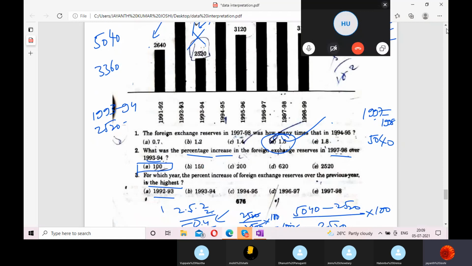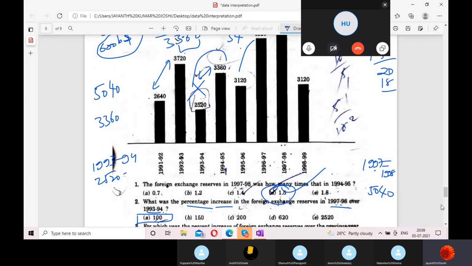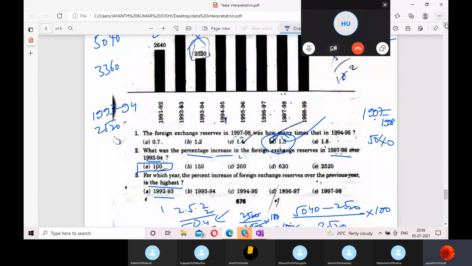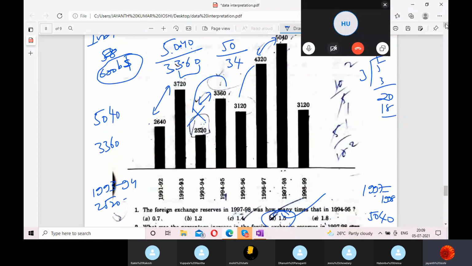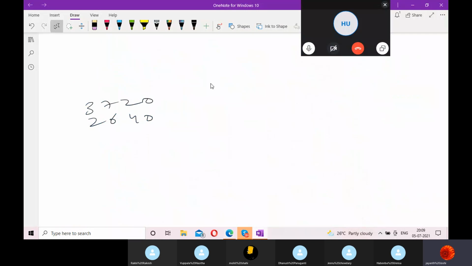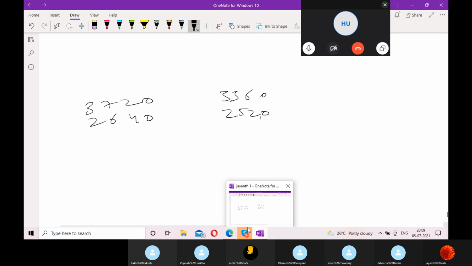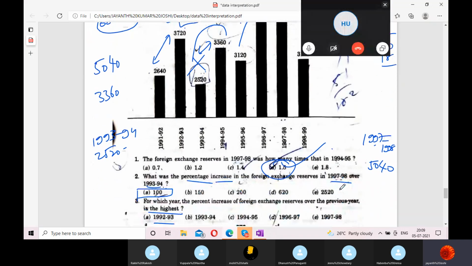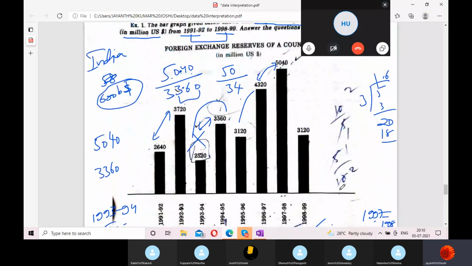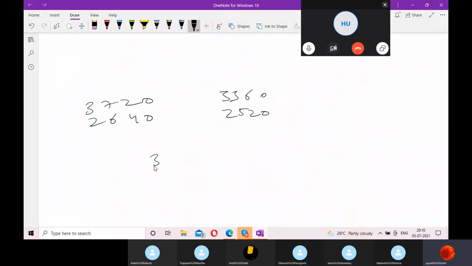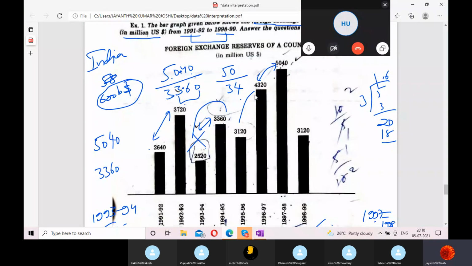They are asking percent increase. So you should first understand the question very clearly. The percent increase was... and 93-94 I told you to cancel. 94-95, 3360, 2520. You should compare this. And then 96-97: 3120, 4320. So here I am thinking the increase is very much. Why? Because the graph shows it very broad. See, by seeing the figure also you can understand. Here the gap is very much.